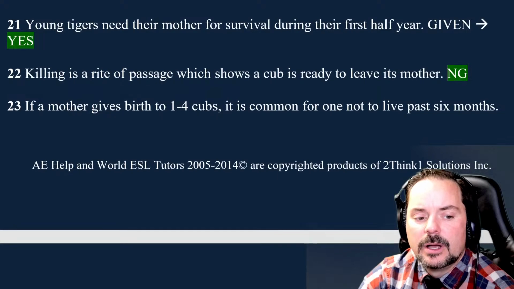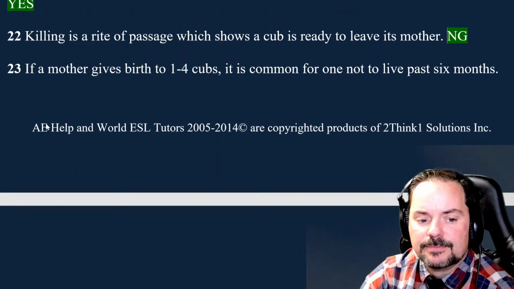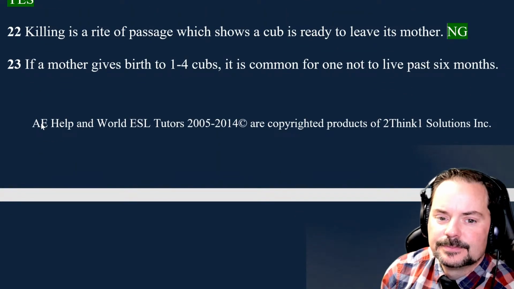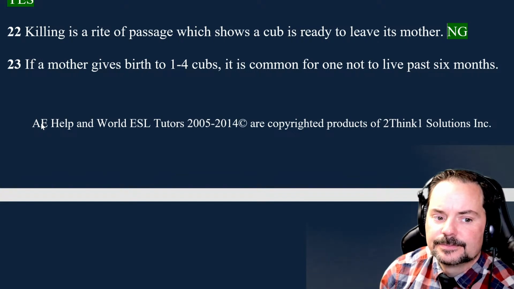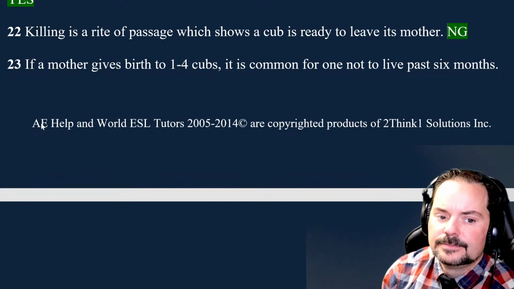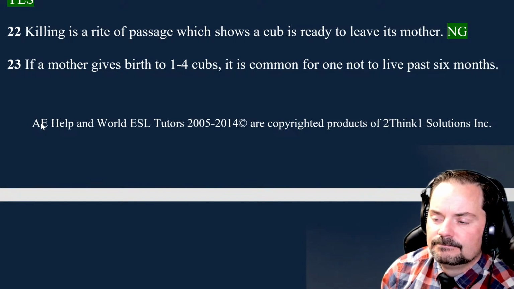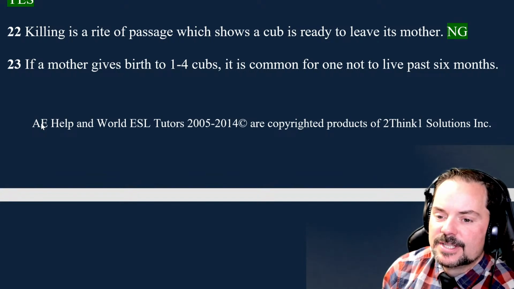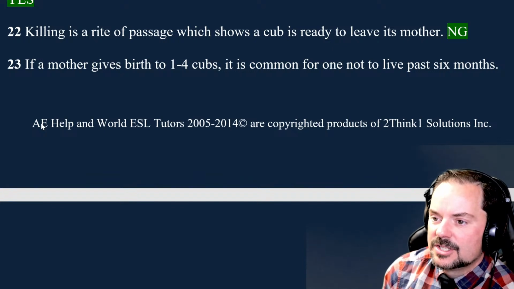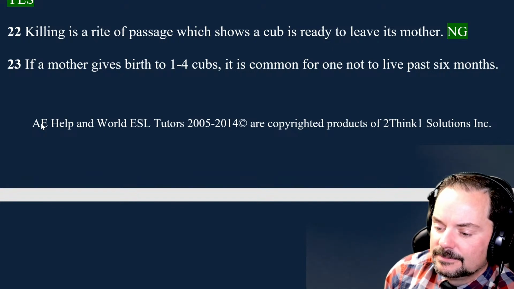Okay, Anna, one more question here. Number 23. If a mother gives birth to 1 to 4 cubs, it is common for one not to live past 6 months. What do you think? Important? Not important? Did you see baby tigers dying when you were reading?